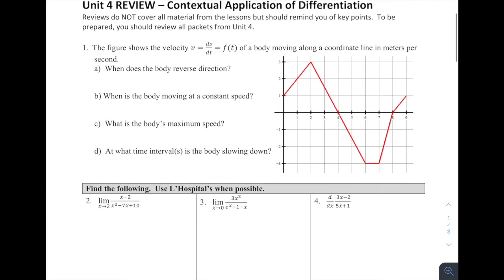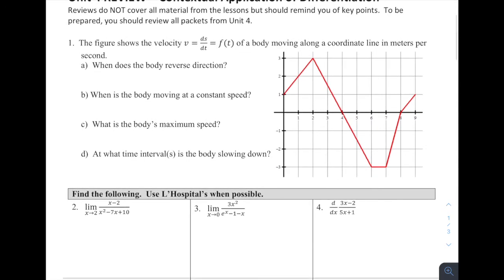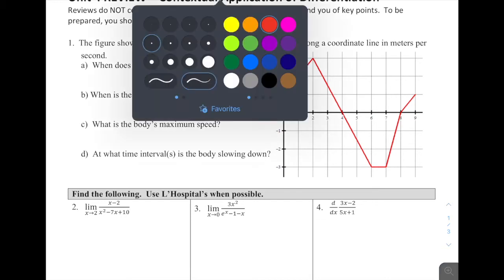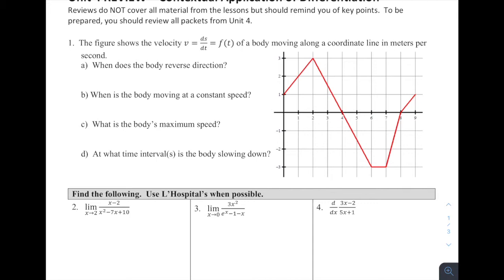Let's get into it. Number 1, the figure shows the velocity v equal to the derivative of the position, equal to f of t, of a body moving along a coordinate line in meters per second. So this looks like a rectilinear problem or a particle motion problem, and they told us that the graph they gave us is the velocity. I'm going to emphasize that as we look at our questions. A, when does the body reverse direction?